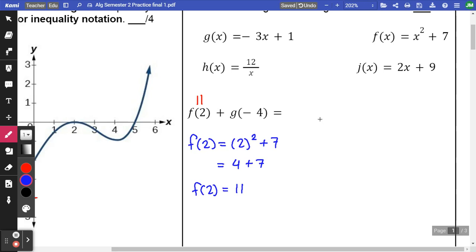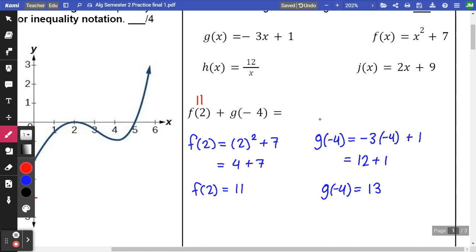Now I'm going to calculate g of -4 using the function g. So g of -4 is equal to -3, then instead of x, I'll plug in -4, plus 1. So g of -4 is -3 times -4, which is positive 12, plus 1. So g of -4 is equal to 13.